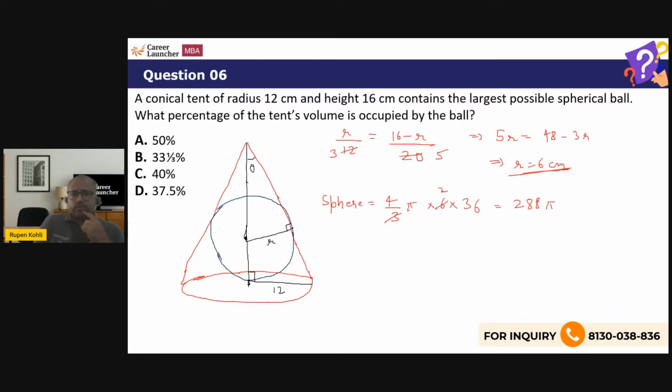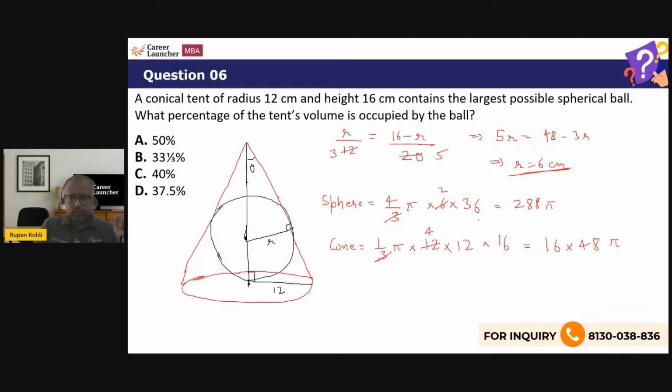36 into 2, 72, 72, 144, 288, right? And as far as the cone is concerned, it's 1/3 pi r square h. The radius is 12, so 12 square into the height, which is 16, right? So again, what do I have? Well, 16 into 12 into 4, 48. So I'm just writing it like this, pi, right?